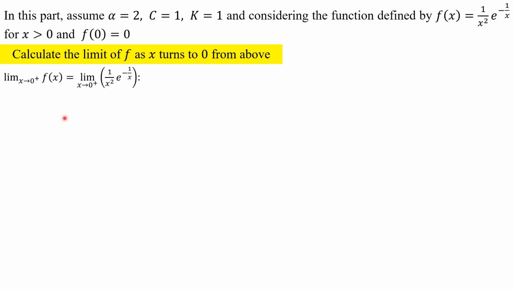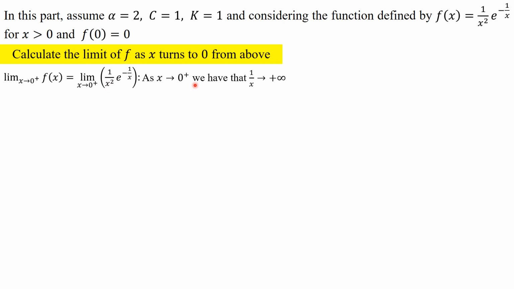Alright, so the limit as x tends to 0 from above of f of x is the limit as x tends to 0 from above of 1 over x squared times e raised to the power negative 1 over x, because 1 over x squared e raised to the power negative 1 over x is my f of x. So we are going to do the analysis together.